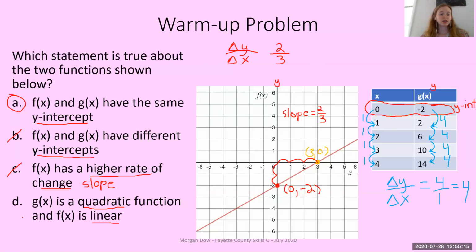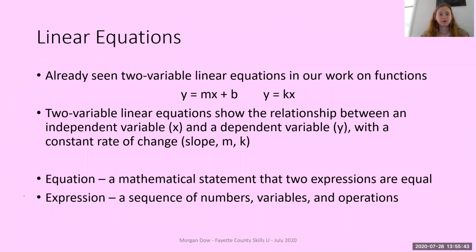And finally, on to choice D. So choice D says g of x is a quadratic function, whereas f of x is linear. And while we were just talking about slope, we determined that g of x was in fact linear because it has this constant rate of change. It has this constant slope of 4. So choice D also is not true. G of x is not a quadratic function. Both of these functions are linear. They make straight lines.